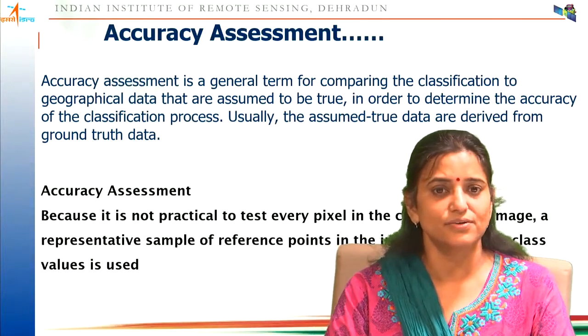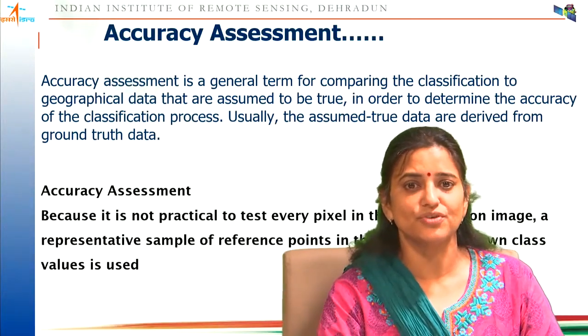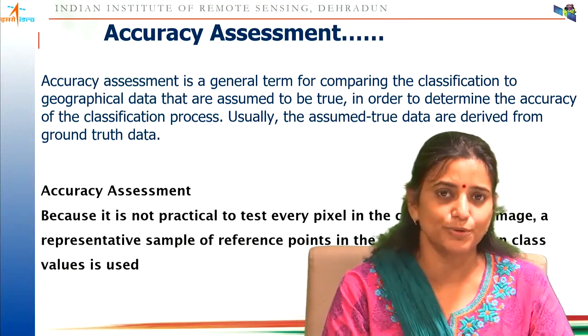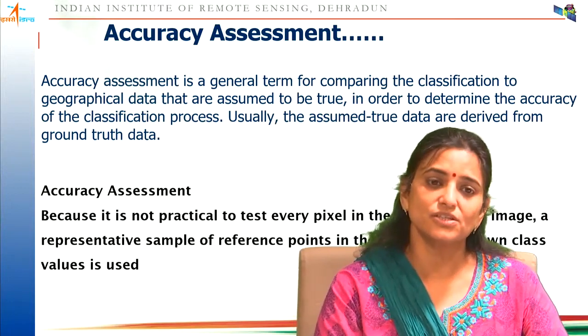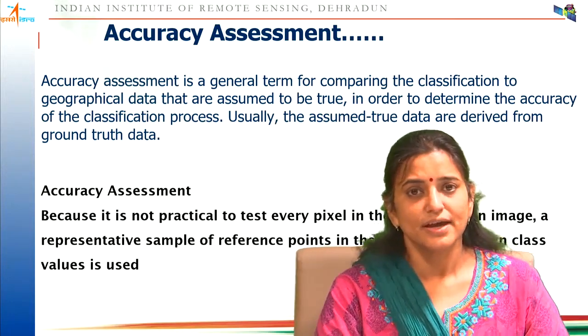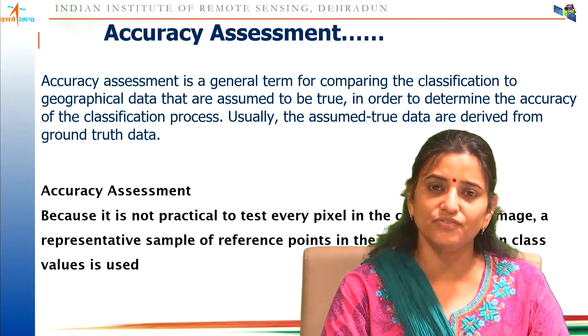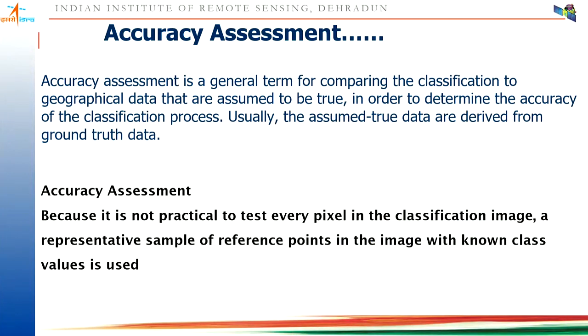So now what is accuracy assessment? Accuracy assessment is a general term, and this term is used for comparing the classification output that you have achieved after supervised or unsupervised classification with the correct information. And this correct information can be taken from ground observation. It can be taken from an already existing map, or you can do visual interpretation at certain locations and find out what the correct information is.